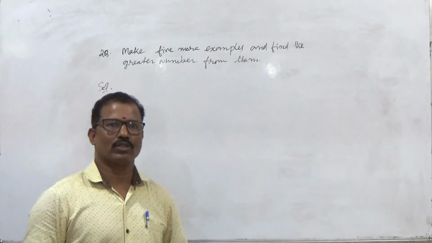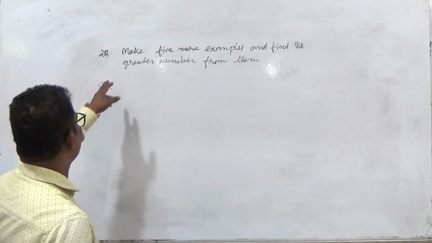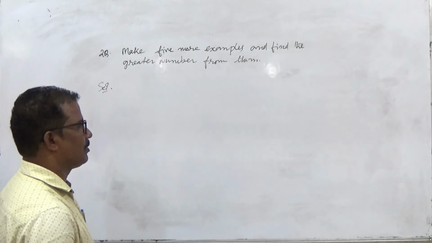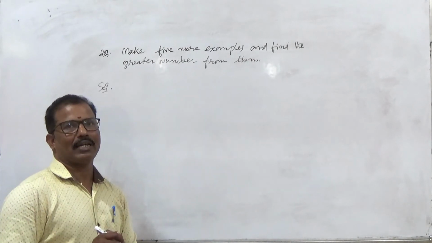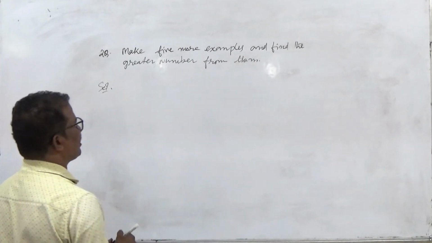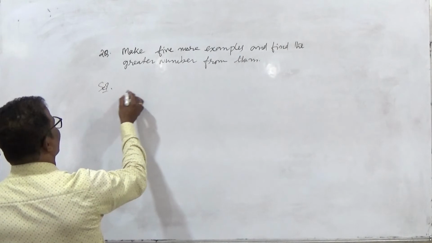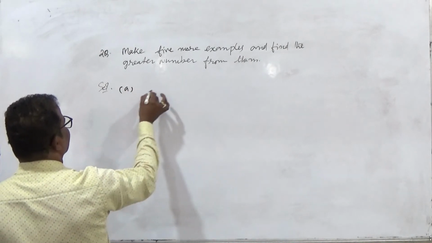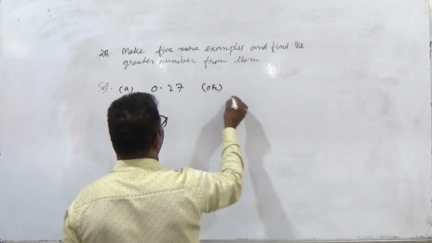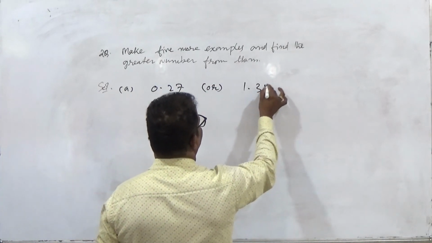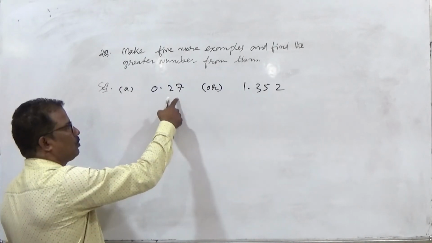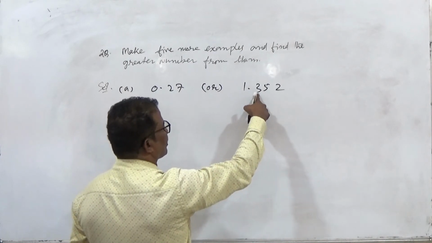Good. See, in the next question of this exercise, question number 2, make 5 more examples and find the greater number from them. That means you have to write some examples and also compare them by yourself. So suppose one example I am writing here. See, 0.27 or 1.352. So two decimal numbers I wrote here. One is 0.27, another is 1.352.